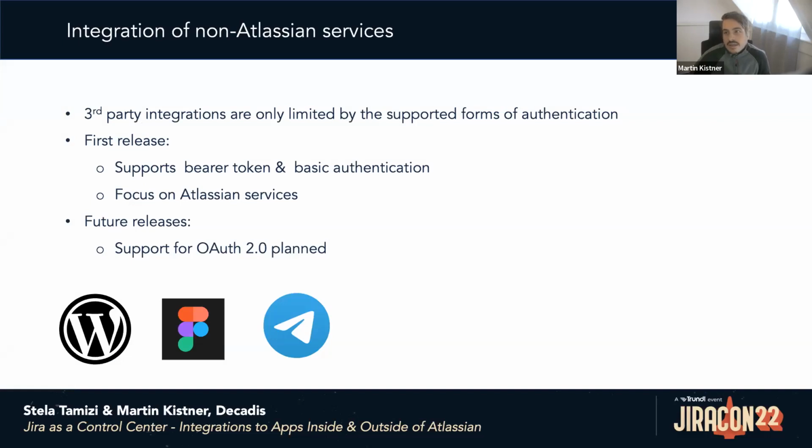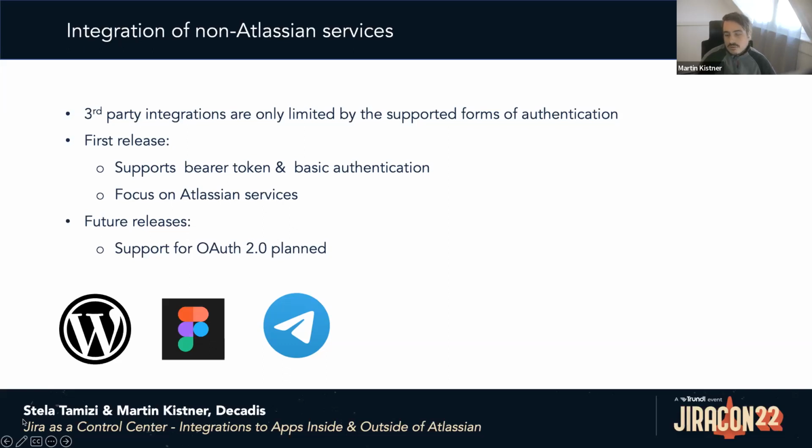So we also had a look at non-Atlassian services. We thought in the first release, as we are an Atlassian vendor, it would be cool to focus on the Atlassian services, but we thought it might also be cool to look at third-party services. So in the first release, we will support the Jira token and basic authentication, and basically every third-party service that enables you to communicate with these forms of authentication. And in a future release, we are trying to plan also support for OAuth 2.0.